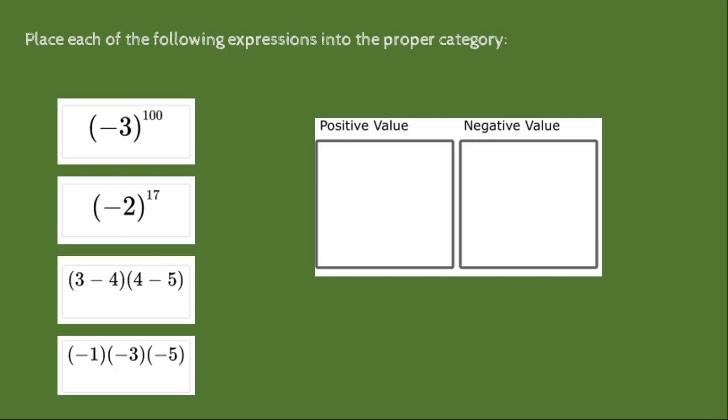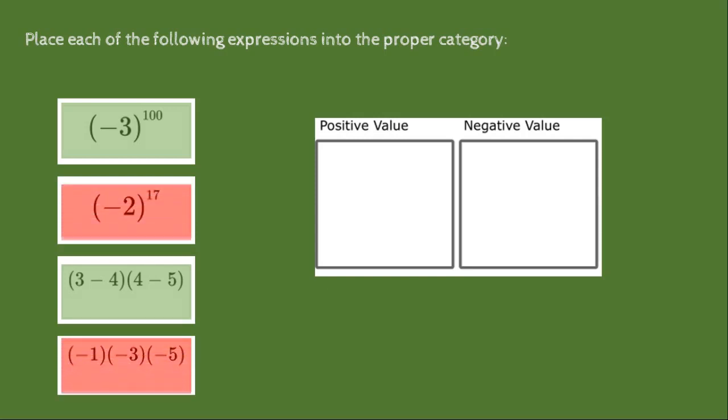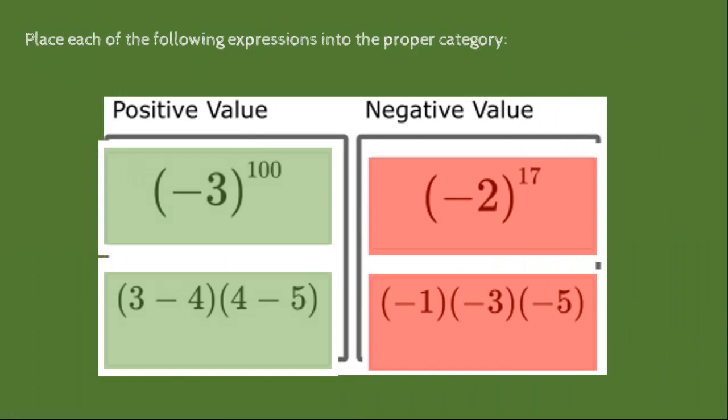If we simply do this with a calculator, we find that -3 to an exponent of 100 is a positive number, and (3 - 4)(4 - 5) is also a positive number. And finally, the last two are negative numbers. We can simply put those in the proper category and finish this example. But there's a little bit more to it.